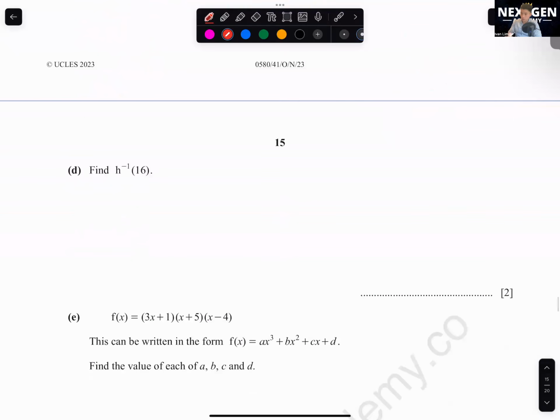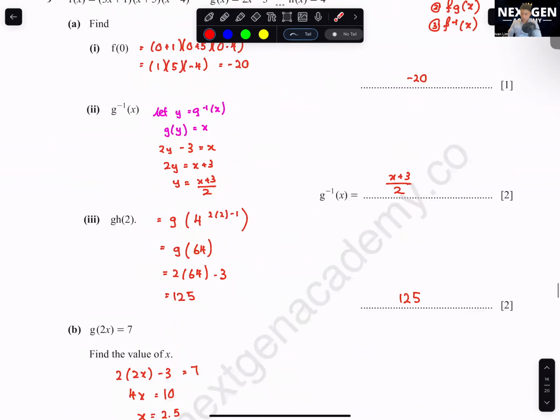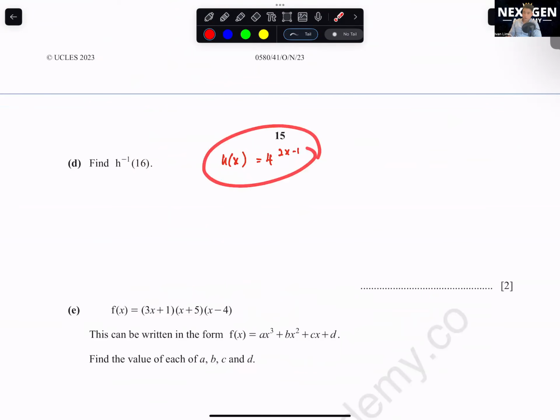Question D, I think, is quite a unique one. Let's write down what is hx first. Hx that's given to us is 4 to the power of 2x minus 1. When you see this, I want you to remember, because you are only doing math, you don't need to use the add math way over here to solve this question. H inverse 16. Go and look back into all your questions. Do you find H inverse or not? Don't have, right? And if you look at the H inverse equation also, it has a power, not so easy to find.